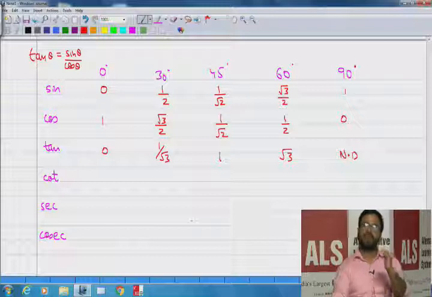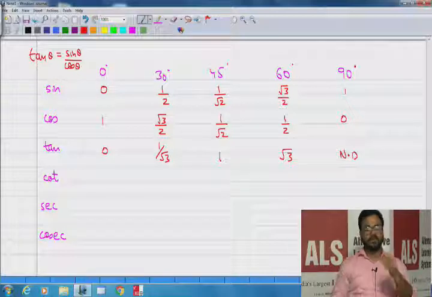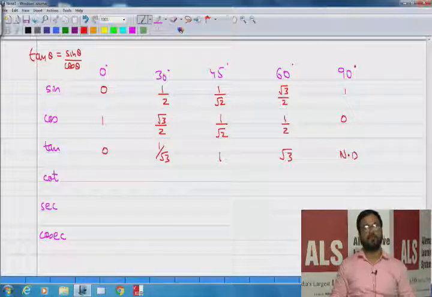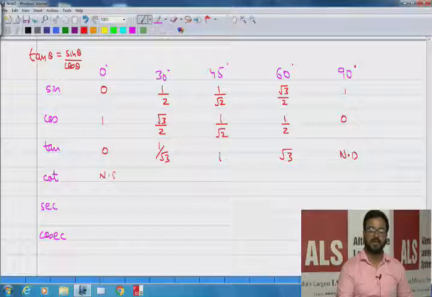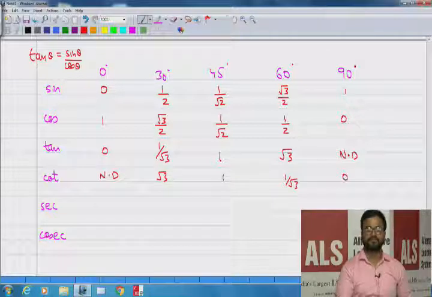Now after getting these three values, you can find the rest very easily, because the rest of the three ratios are reciprocals. So cot is nothing but the reciprocal of tan. Reciprocal of 0 is not defined. Reciprocal of 1 by root 3 is root 3, then 1, then 1 by root 3, and this will be 0.